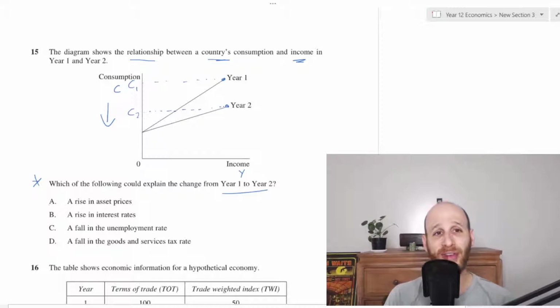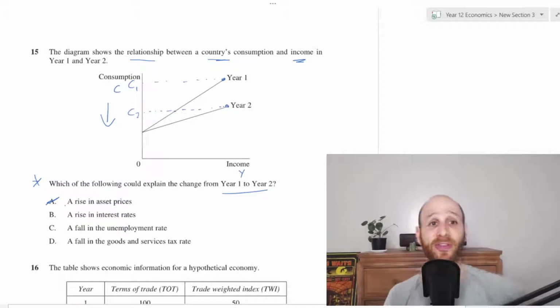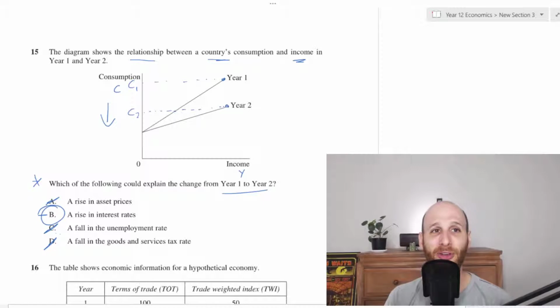Okay, a rise in asset prices. That would probably indicate a rise in consumption because people would have more income. A rise in interest rates, yes, that would reduce consumption because more people would have to dedicate more of their income to repaying mortgages. Less people would borrow money, less injections in an economy, less consumption. Fall in unemployment, no. Fall in unemployment, more consumption. Fall in GST, more consumption. So 15 is B. What do you say, Nessa? They agree. 15B.